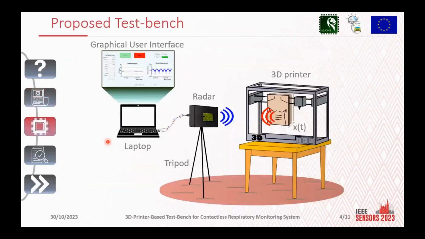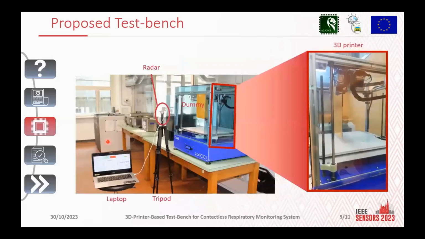And this is our proposed test bench. It is composed of a 3D printer used in a very innovative way. So it is used to reproduce the breath of a person. There is, of course, the radar on a fixed tripod, connected via USB to a laptop, where a graphical user interface extracts data and elaborates them. Here I show you the photo of the real application and the video where we can see a plywood panel moving like a breathing thorax.